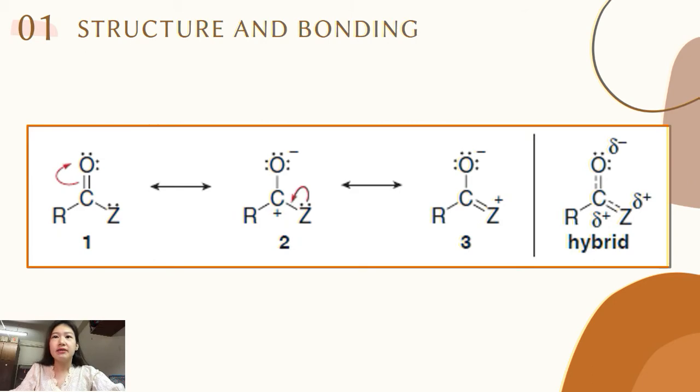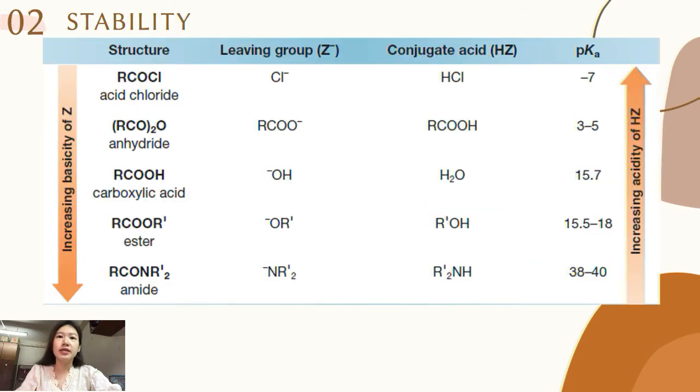The carboxylic acid derivatives contain an atom Z with a non-bonded electron pair, so 3 resonance structures can be drawn. The resonance structures stabilize the derivative by delocalizing the electron density. The basicity of Z determines the extent of contribution of structure 3 to the hybrid. The more basic the Z, the more it donates its electron pair and the more resonance structure 3 contributes to the hybrid. So in order to determine and compare the basicity of the leaving group Z, we look into the pKa values of the conjugate acid HZ.